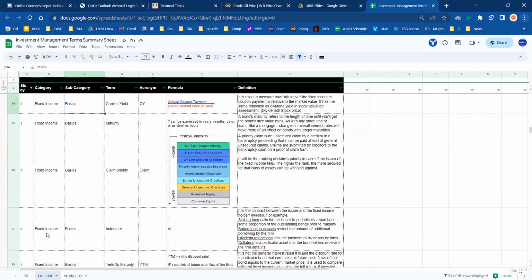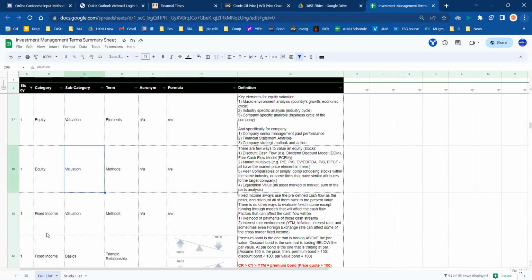So let's say for equity valuation, what kinds of valuation can you have? Discounted cash flow, market multiples, peer comparisons, liquidation value. So if I ask, hey, what kind of valuation method?